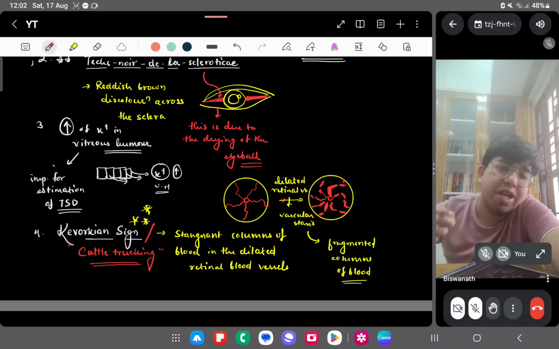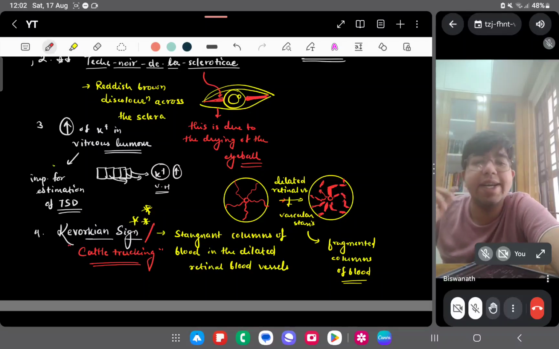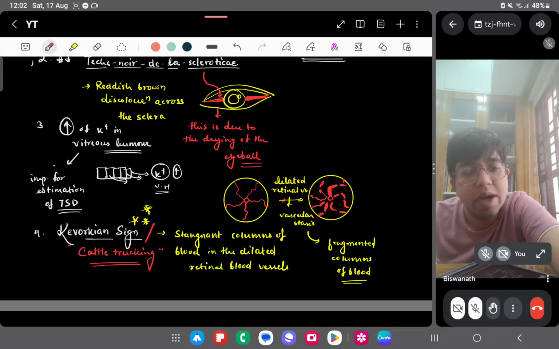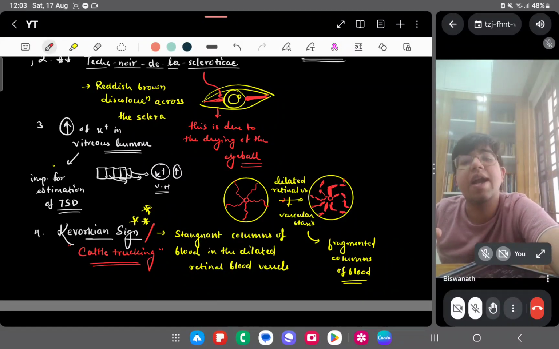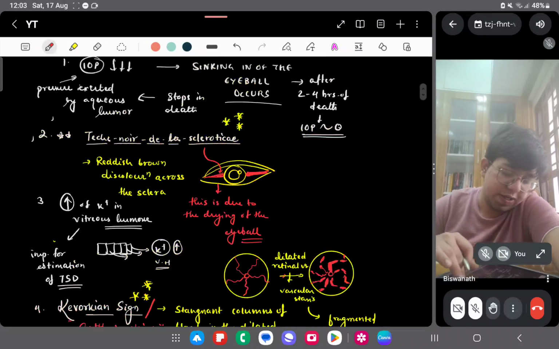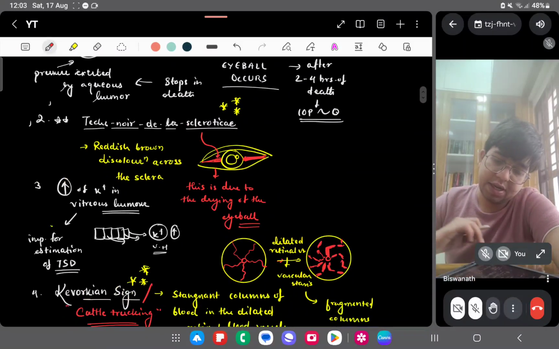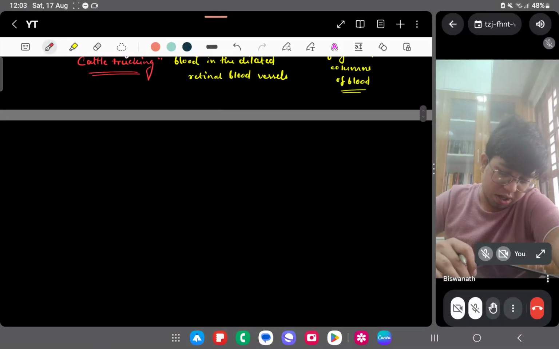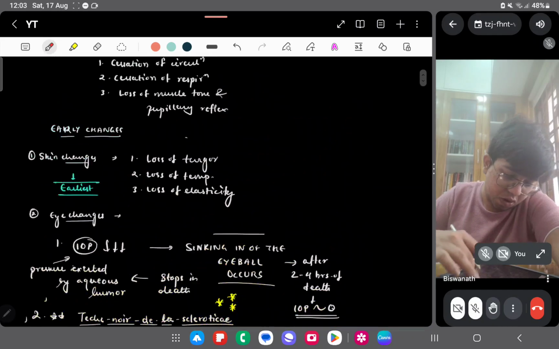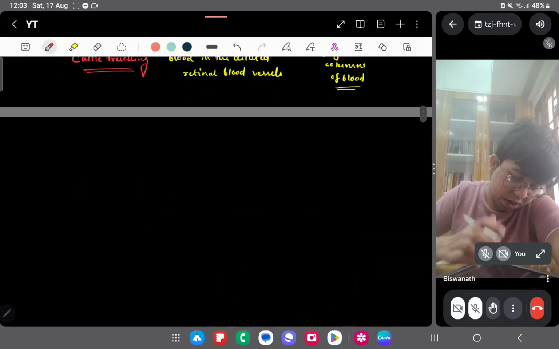And algor mortis has a specific inverted S shape or sigmoidal shape of graph, where we have different phases, and some factors are there which will be affecting the algor mortis. We'll talk about Jaskow's phenomenon a bit later. First, let's talk about algor mortis in toto. Eye changes is done. Skin changes is done. I hope you are noting this all. Then, what was the number? 3.